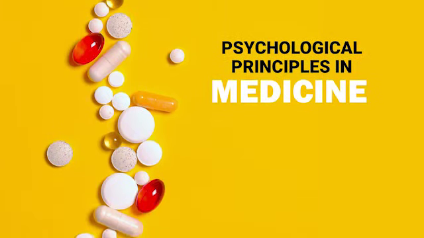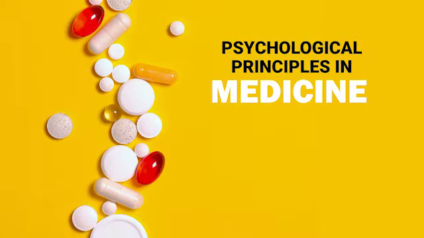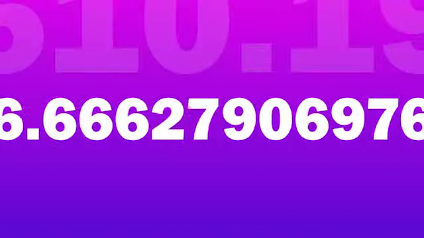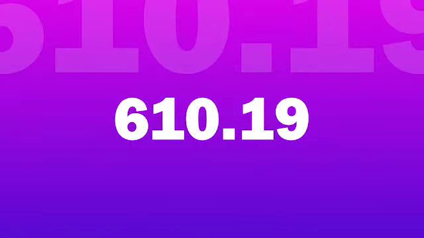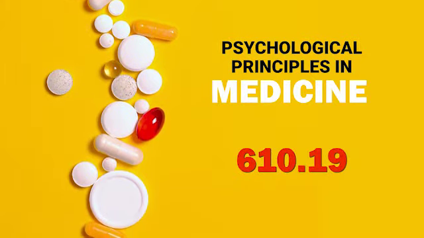Next title is Psychological Principles in Medicine. You all know that in medicine, psychology occupies a very important place. And when we go to medicine, we see that it is very clearly given as 610. And for psychological principles, you go to table 1, you will find it is given as 019. And when we come back to medicine, we find that we have to use table 1 without the first 0. Therefore, the number becomes 610.19. This is psychological principles in medicine.